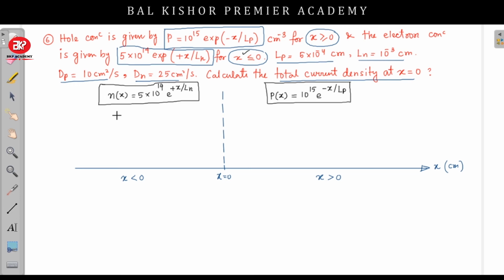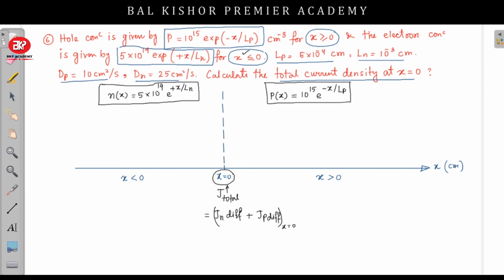Now we have to find the current density at this point. Here I have to find the total current density. So the total current density at this point means it will be Jn diffusion plus Jp diffusion at x equals 0. So we have to separately find the Jn diffusion at x equals 0 and Jp diffusion at x equals 0. So let us write this.